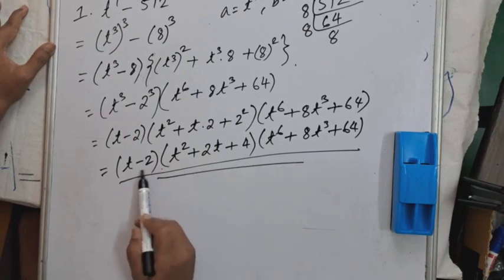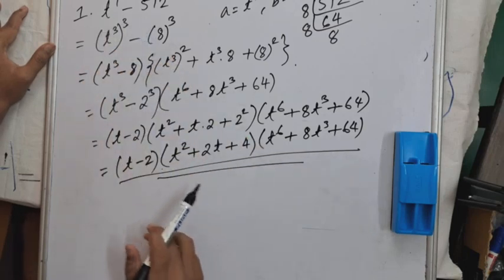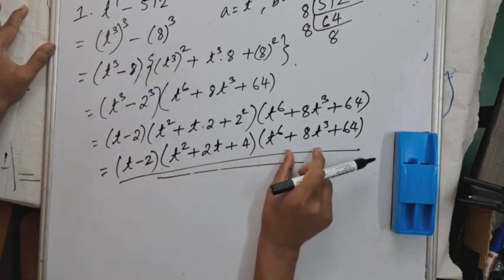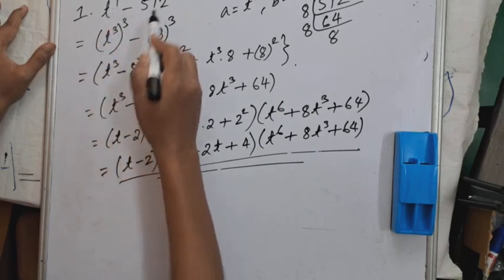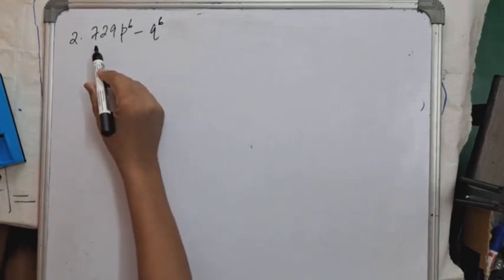When we multiply this expression with this expression and with this expression, we get this, which means these are the factors of t to the power 9 minus 512. Okay, I hope you got this. Now let's move on to the next question, question number 2.